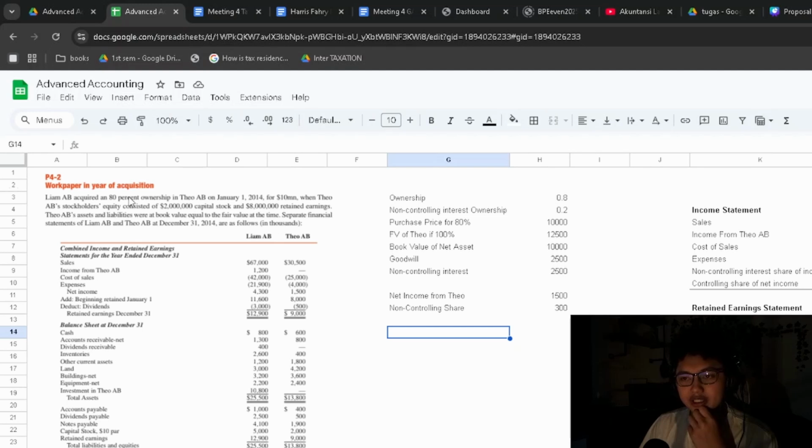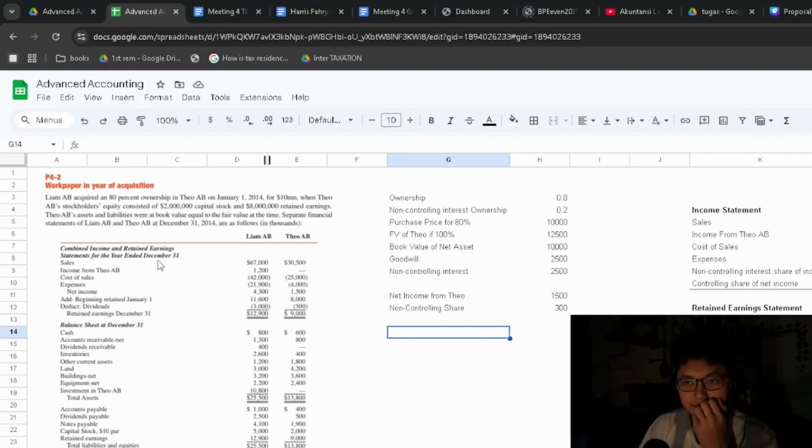So here are the descriptions. I'm just going to try to read it. Liam AB acquired 80% of ownership of Theo. So Liam is the parent, Theo is the subsidiary, I suppose. Theo's stockholders' equity is 2 million capital stock and 8 million retained earnings. So the total of 10, right? Theo's assets and liabilities were at book value equal to the fair value. That's another important part to note.